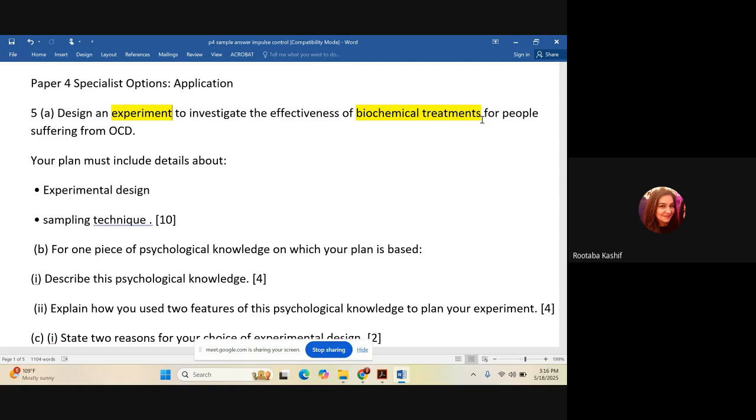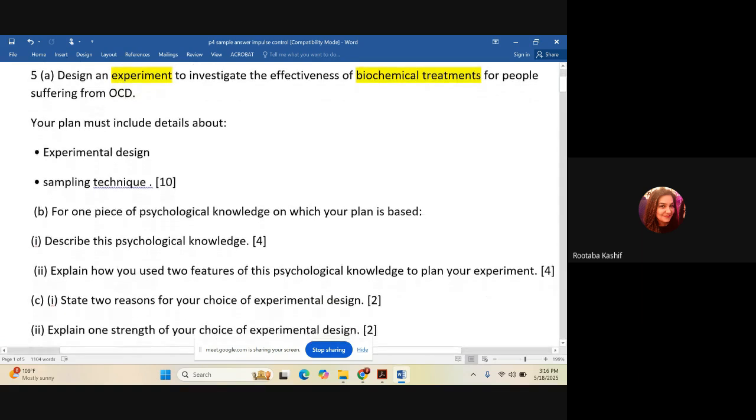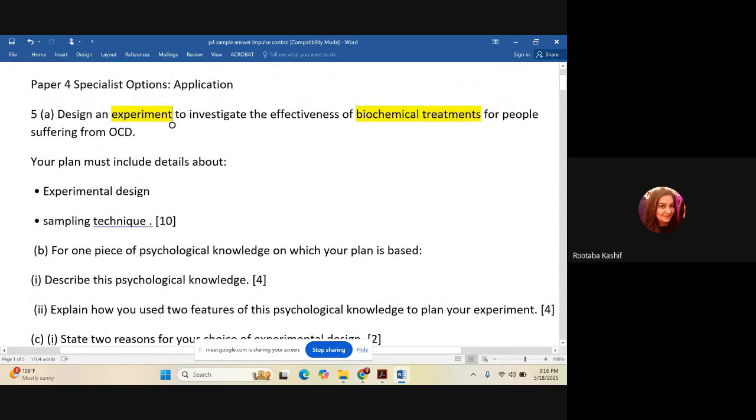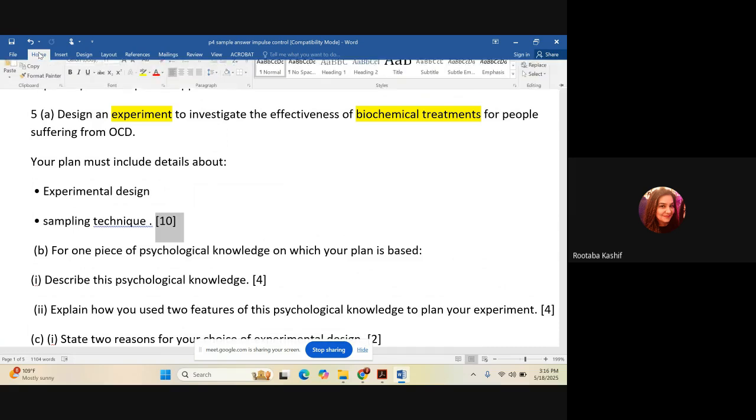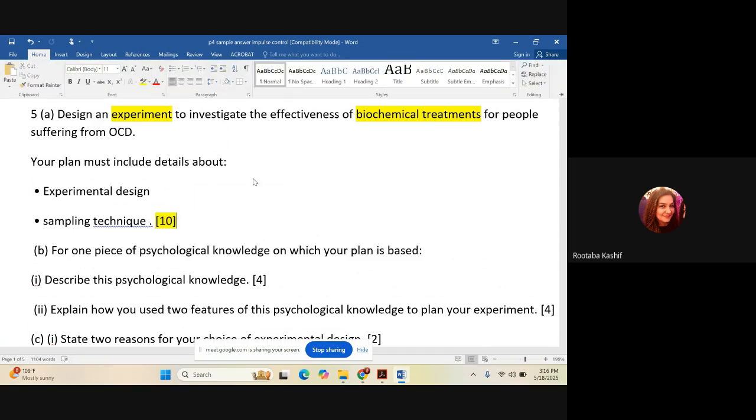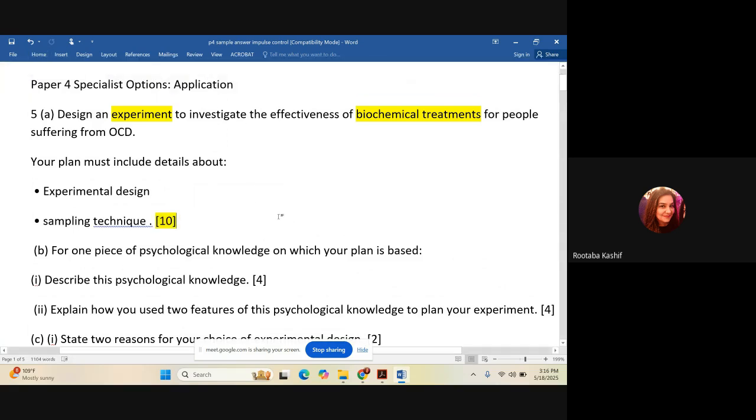Now, this question in your paper 4 is worth 24 marks, right? Therefore, 10 marks are for the design part, which we are going to discuss, and the other 14 marks are based on whatever you have designed.